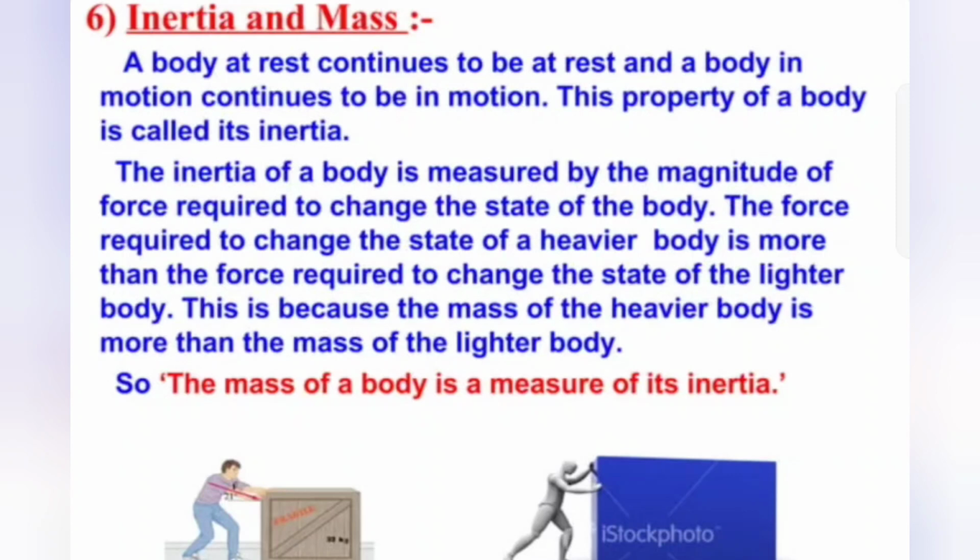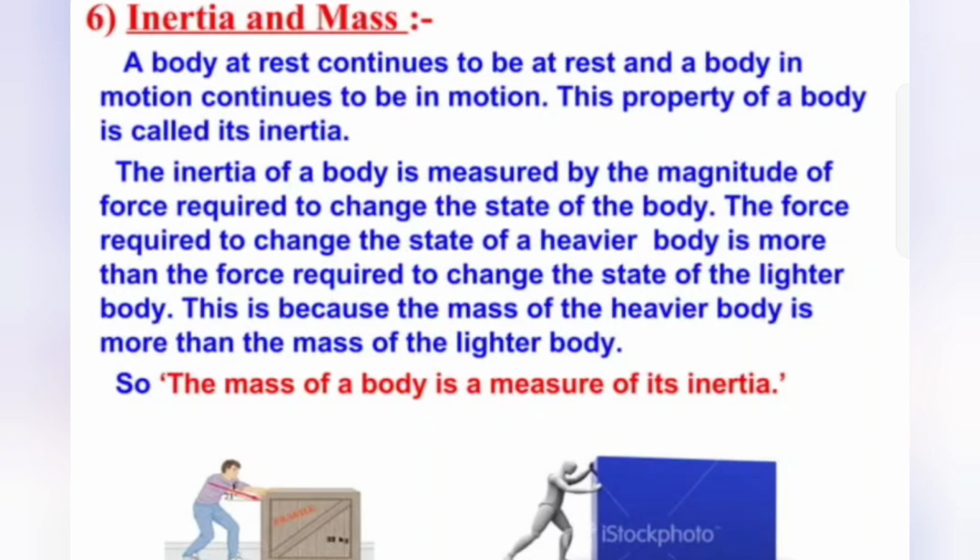Inertia and mass. So there is a relation between inertia and mass here. A body at rest continues to be at rest, right? What is inertia? It's the tendency of an object to remain in its position of rest. So a body at rest continues to be at rest, and a body in motion continues to be in motion. This is nothing but inertia of rest and inertia of motion. Inertia of a body is measured by the magnitude of force required to change the state of a body.